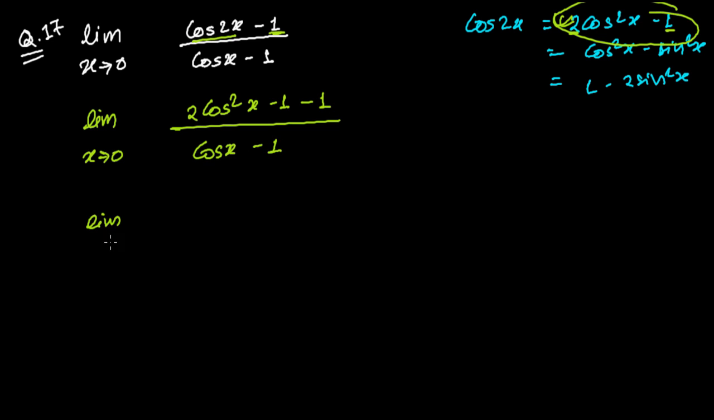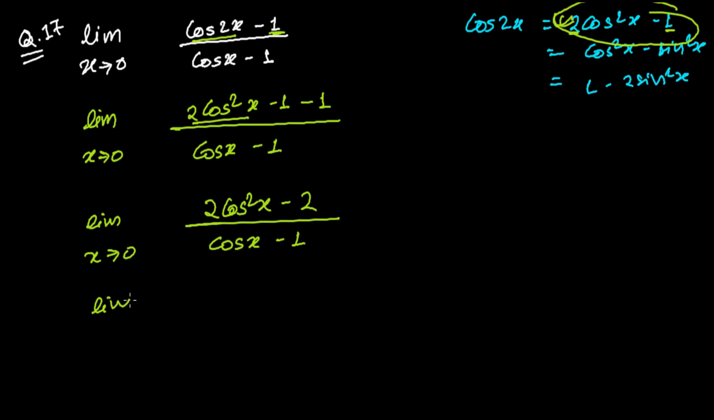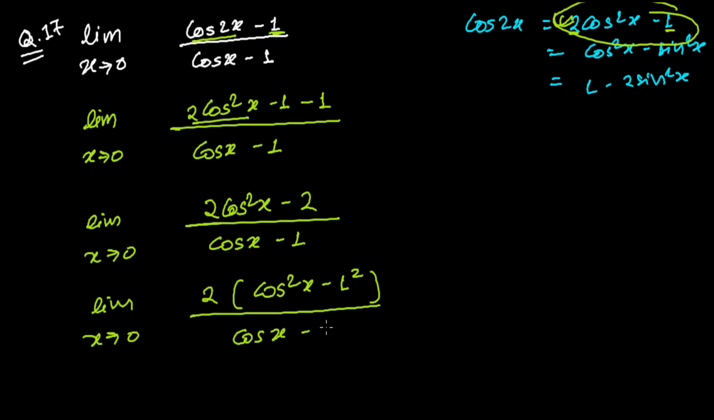Again limit x tends to 0. Now this 2 cos square x I'm keeping as it is, and this minus 1 now will turn to minus 2, divided by cosine of x minus 1. And again limit x tends to 0. Now 2 I'm going to take common, so I will be left with cos square x minus 1, which I can write as a square easily because the square of 1 is the same 1, and again cosine x minus 1.